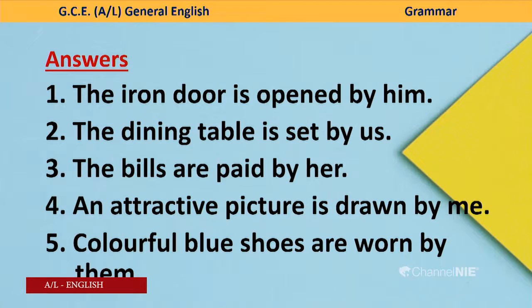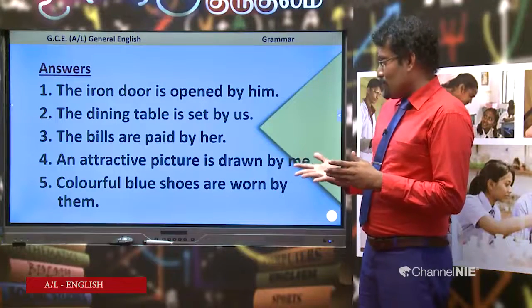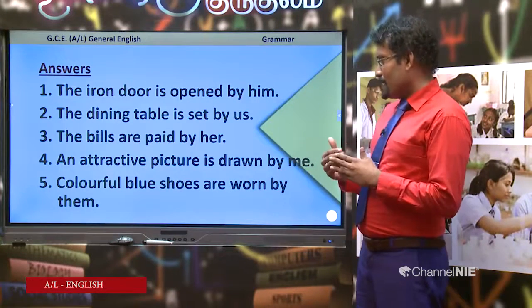An attractive picture is drawn. Draw, drew, drawn. An attractive picture is drawn by me. Colorful blue shoes are worn by them. Wear, wore, worn. Colorful blue shoes are worn by them.